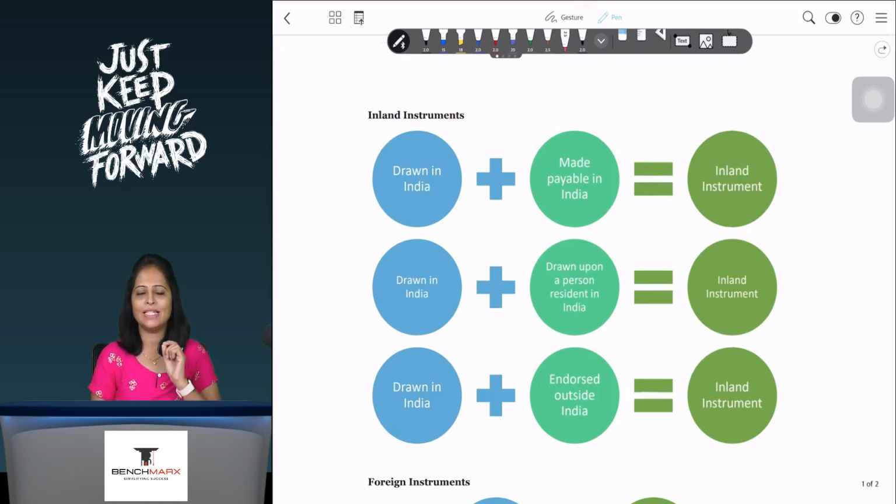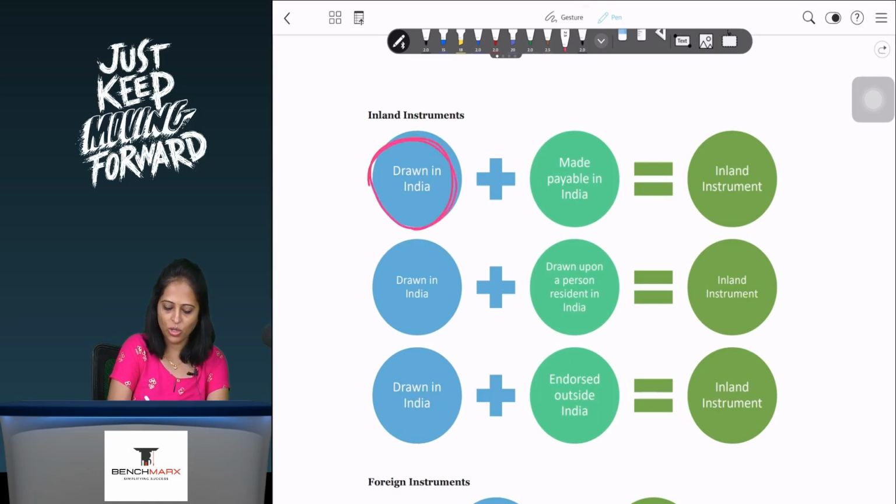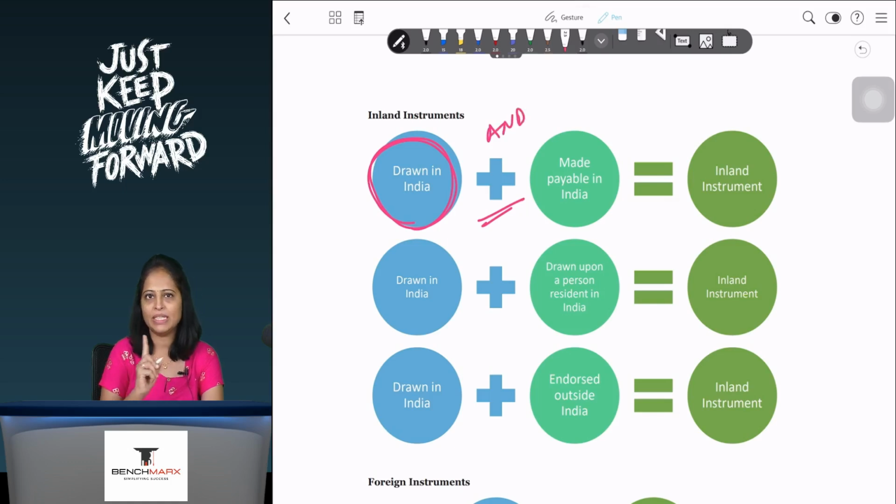When I say inland instrument, you have to remember that it is drawn in India plus, and I mean and, it is made payable in India. If both conditions are satisfied, for example it is drawn in Agra upon a person resident in Mumbai and made payable in Chennai, then it is drawn in India and payable in India, and hence it's called an inland instrument.